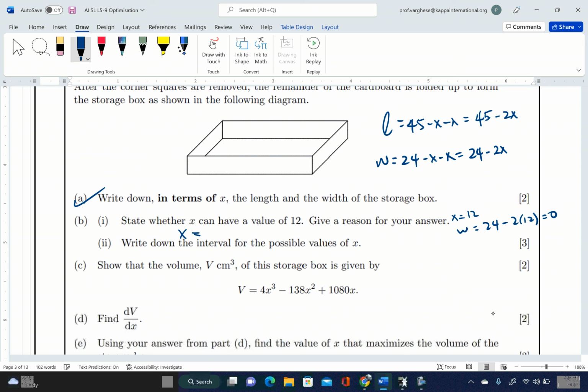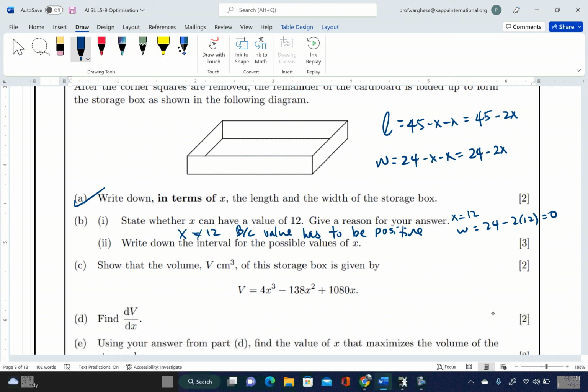So x cannot, and this is what you have to write down, x cannot have a value of 12 because if you substitute it in, our value has to be a positive number, and it cannot equal 0, okay? Write down the interval for the possible values of x.